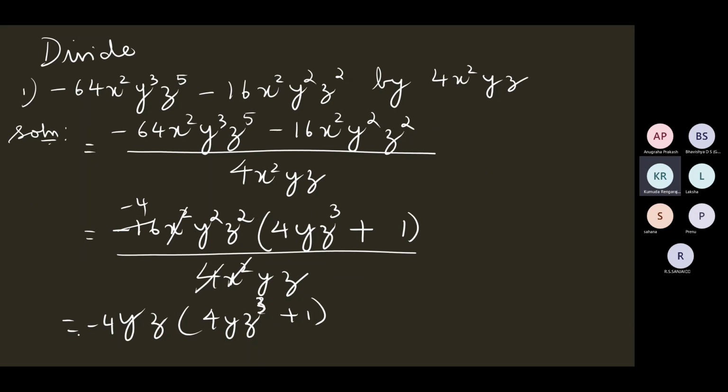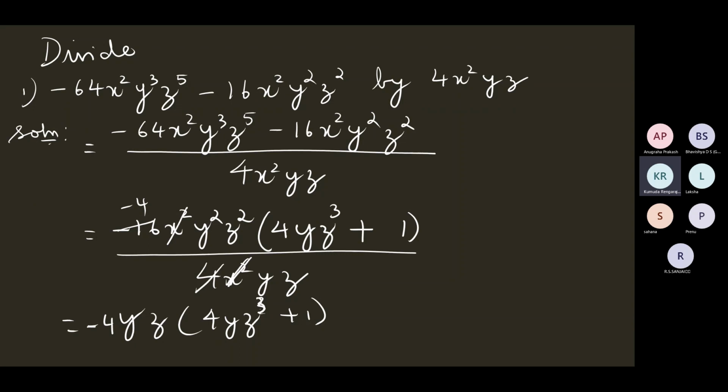Oh, no, no, no. What is my mistake, children? Oh, yeah, I forgot to write the minus 4, correct. I forgot to write the minus 4. Yes or no, children? Yes, ma'am.